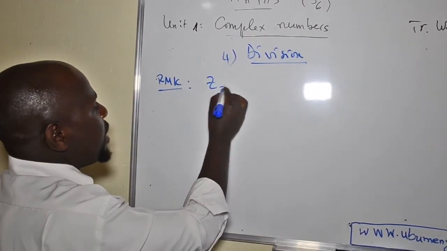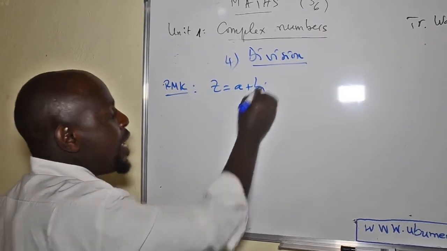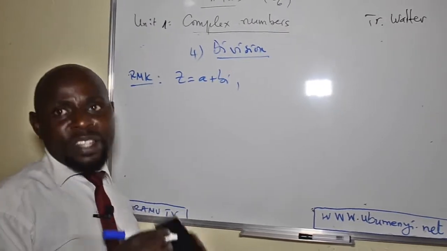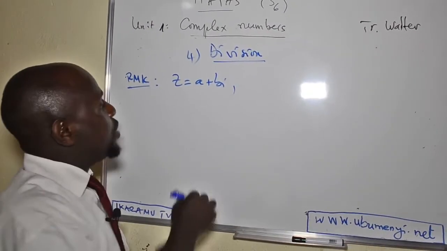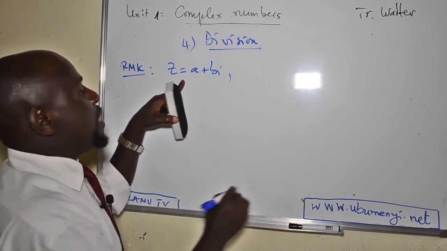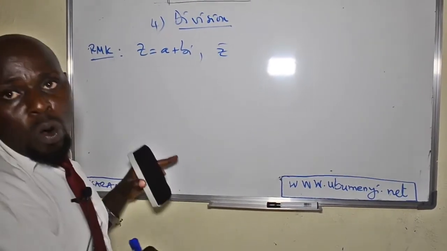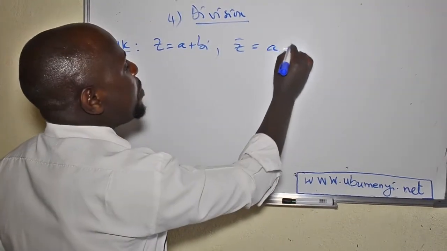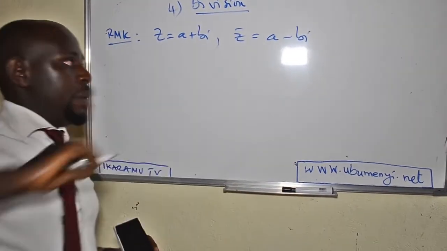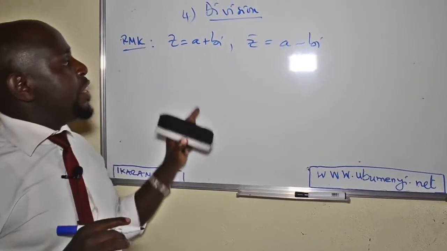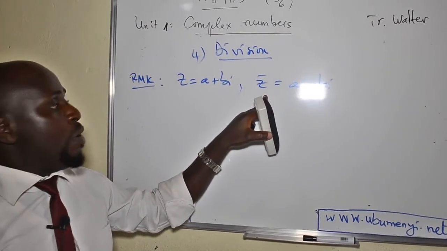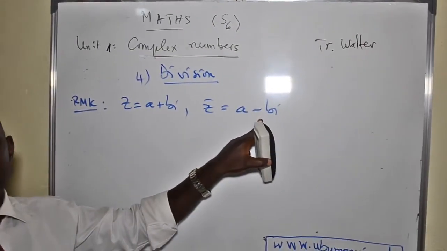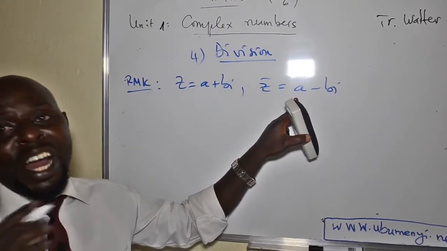Every complex number z of the form a plus bi has what we call its complex conjugate. The complex conjugate of the complex number z is z bar, and this will be a minus bi. What does it mean? It means that when you are finding the conjugate of a complex number, you only change the sign of the imaginary part. The real part remains unchanged.